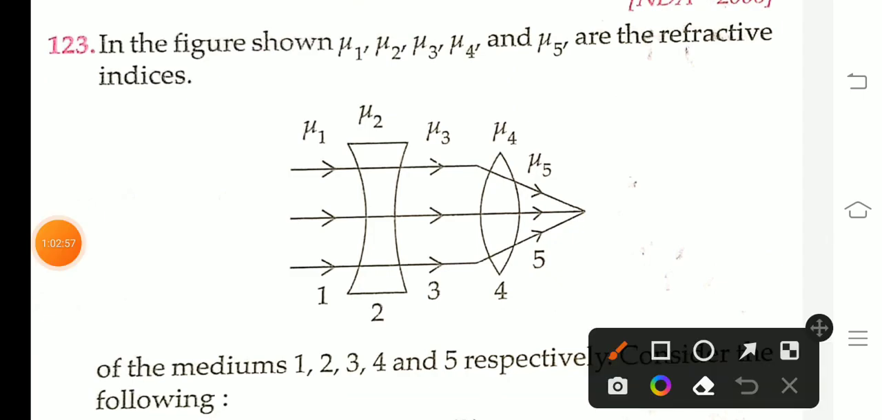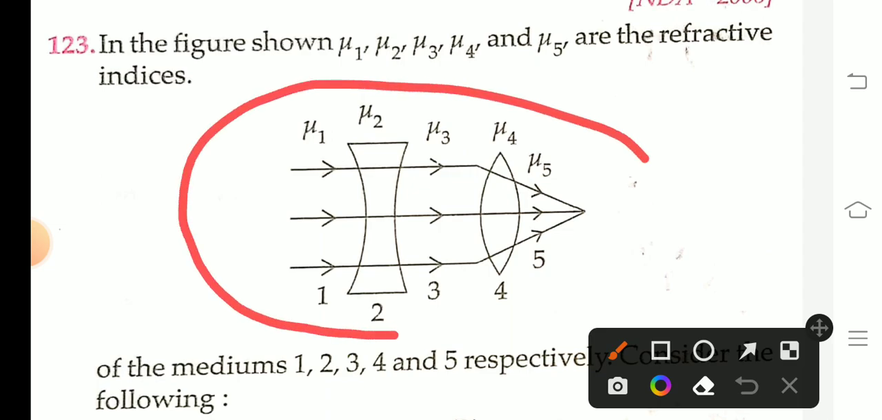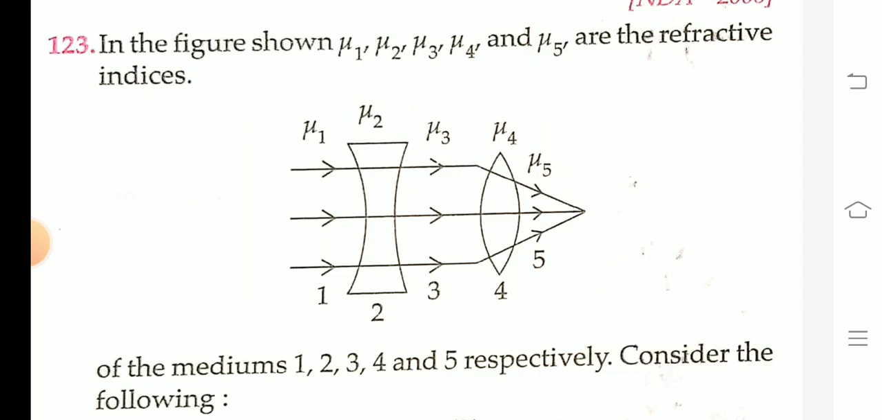Next, in the figure shown, mu1, mu2, mu3, mu4 and mu5 are the refractive indices of the mediums 1, 2, 3, 4 and 5 respectively.